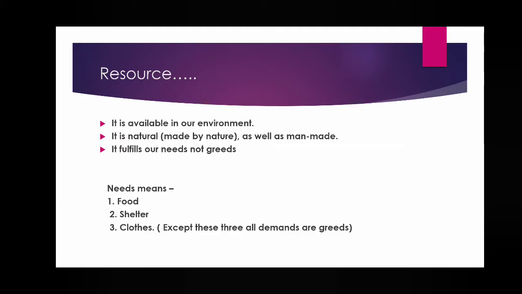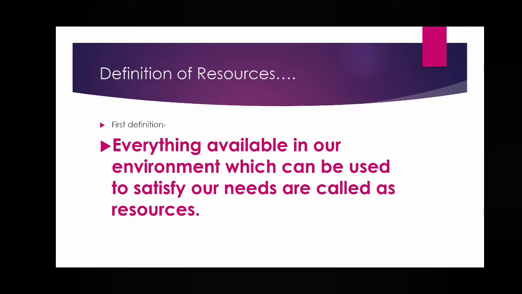Now come to the next topic, students. Definition of resources. There are 3 definitions present. One by one we will discuss. First definition. So what is the first definition? Everything. Take a look at the first word. What is written? Everything. There is not written something, there is not written anything. It is written everything available in our environment. I have already told environment means 2 types of environment: physical and human environment. So everything available in environment which can be used to satisfy our needs are called as resources.